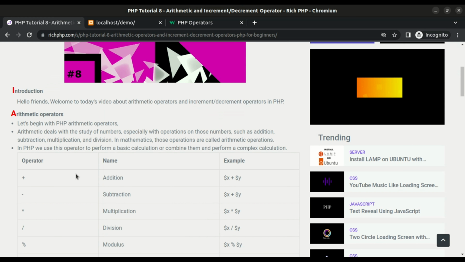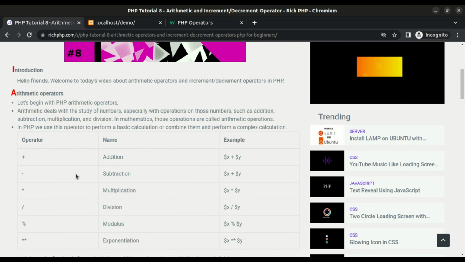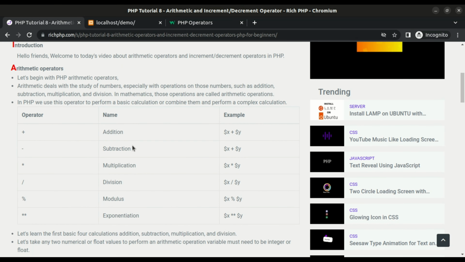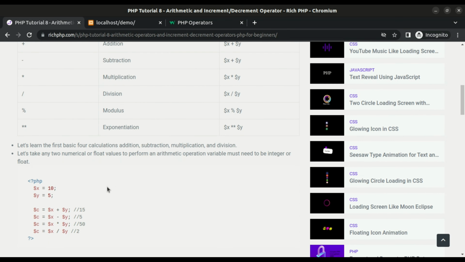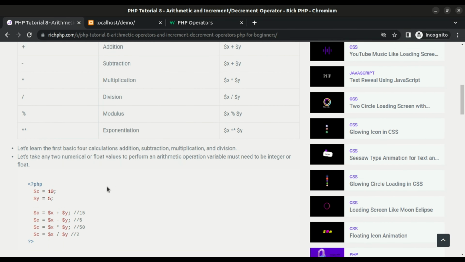Let's go understanding arithmetic operator. Basically what we do in mathematics, like addition, subtraction, multiplication and division, similarly we have to do in coding. For addition we use the plus symbol. For subtraction we use minus symbol. For multiplication we use star. For division we use forward slash. For modulus we use percentage sign, and for exponentiation we use double star.